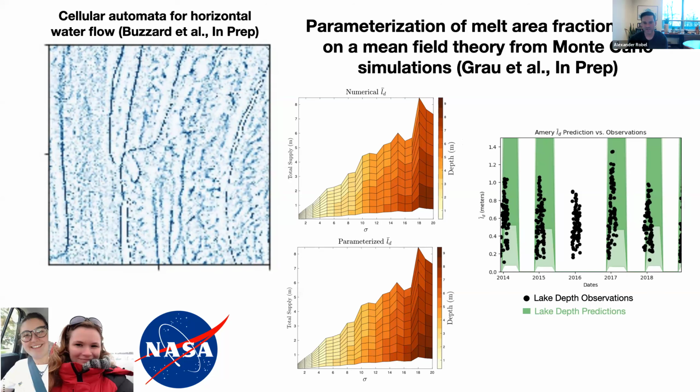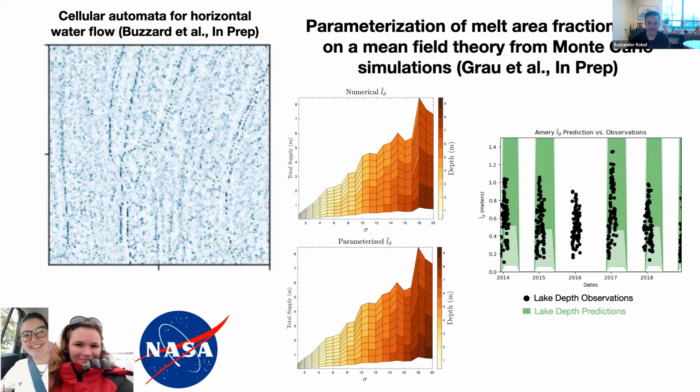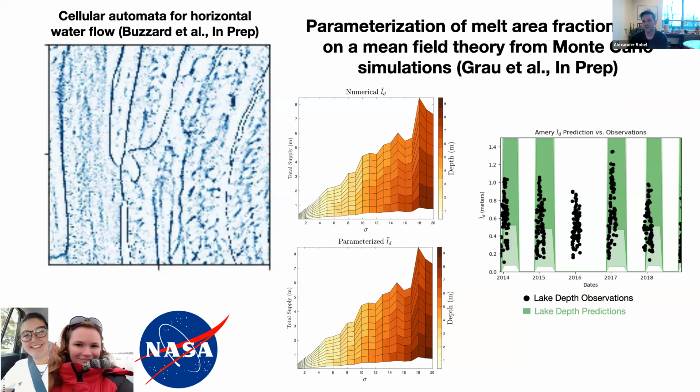So an example here is on the left. A numerical model shows the lake depth under different kinds of roughness characteristics for the ice surface and different amounts of water supply. And what is the mean depth of melt lakes that you would get in that circumstance? And then in the bottom is a parameterization, a single equation that would be obviously very simple computationally to use within an ice sheet or climate model.